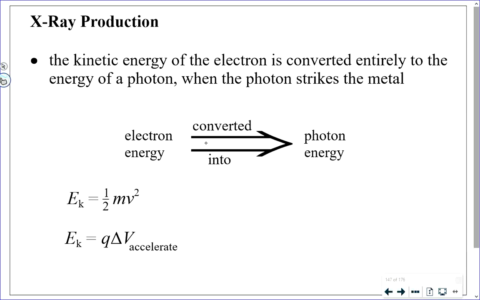So how can you calculate the electron energy? You could calculate it using 1/2 mv squared. You could calculate it using the charge times the accelerating voltage, because voltage is energy over charge. How do we find the photon energy? Well, you could use E equals hf or E equals hc over lambda. Regardless, when you set either of these formulas on the left equal to either of the ones on the right, you're using conservation of energy.